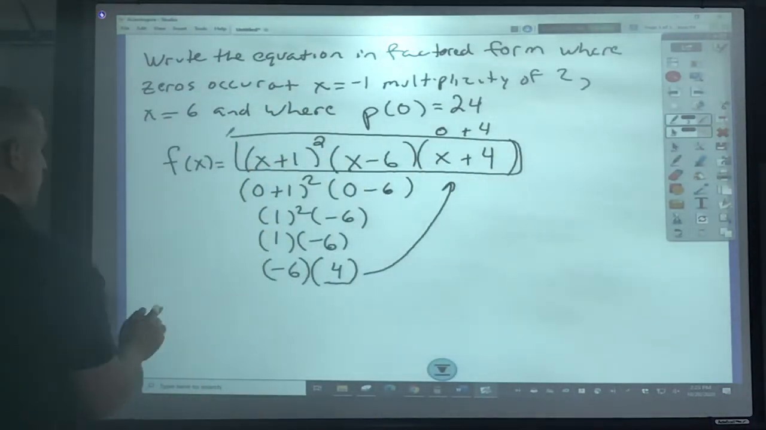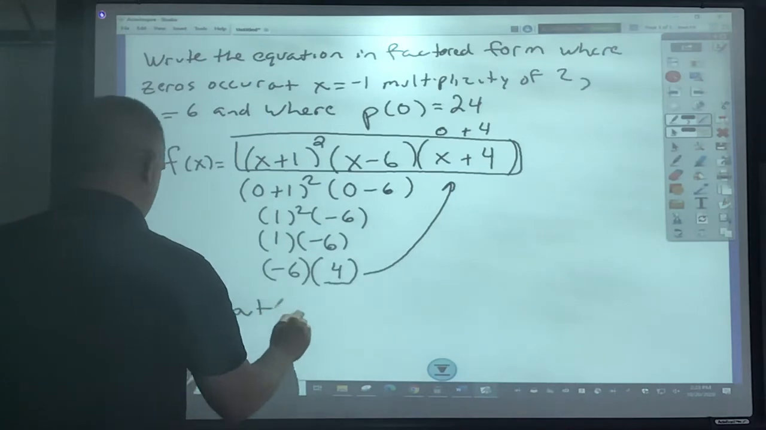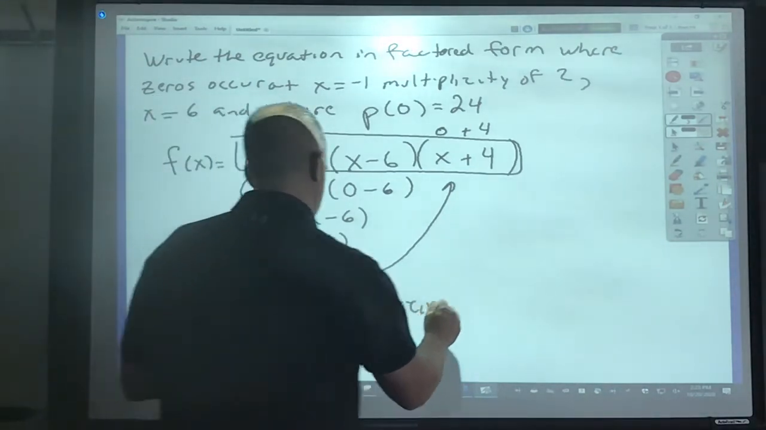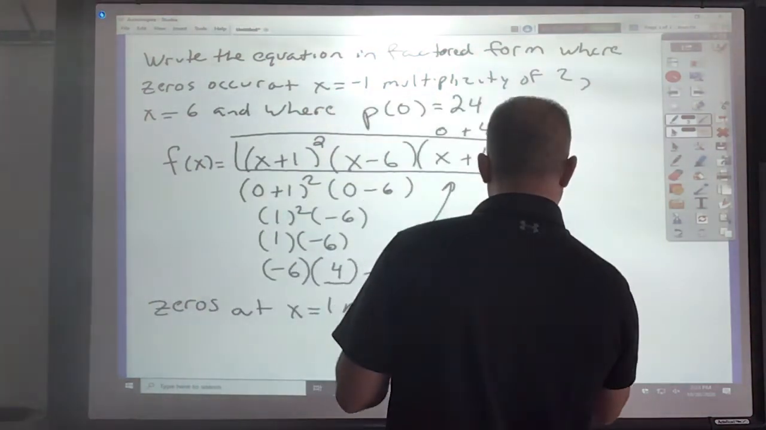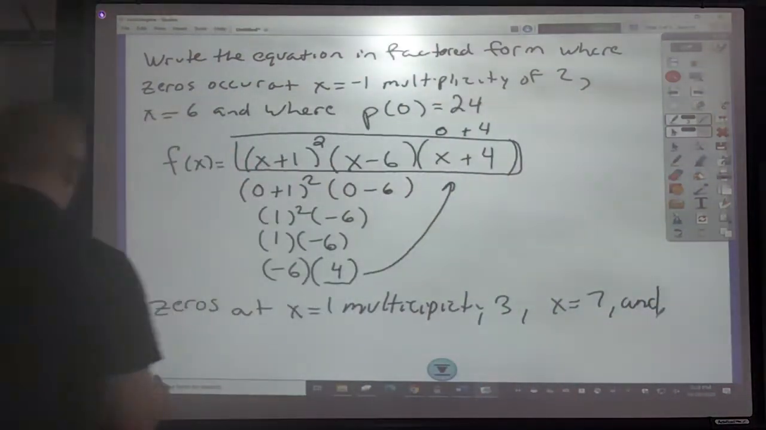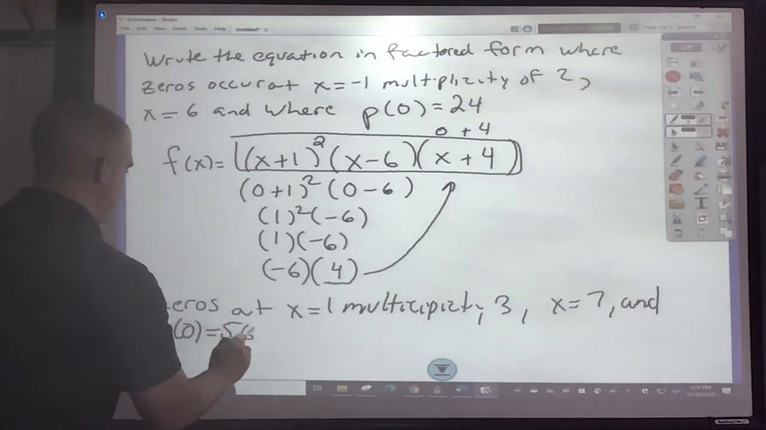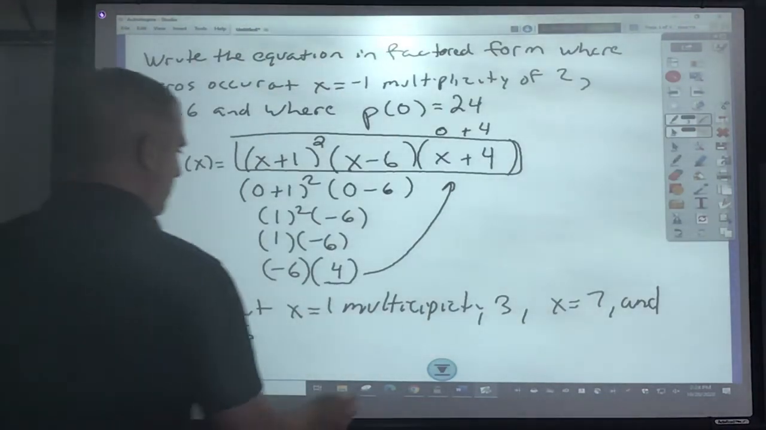So let's have you try one. Let's say the zeros are at x equals 1, multiplicity of 3, x equals 7, and where p of 0 equals 56. So you go ahead and try this one on your own. Pause your video and then unpause.